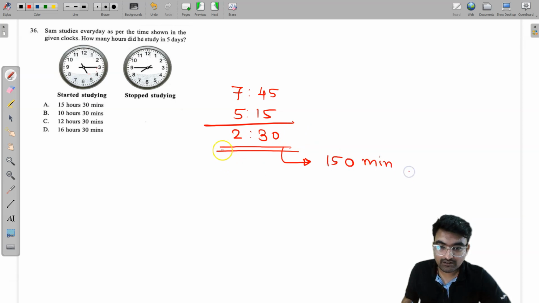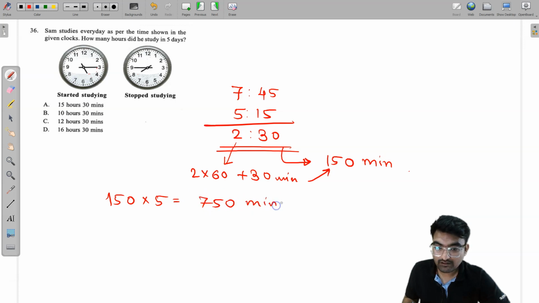Correct? So what I did here, 2 into 60 plus 30 minutes. Correct? So I got 150 minutes. Right? Now I know that he studies the same for 5 days. So to calculate that, 150 minutes into 5 days, and I'll get 750 minutes. Right? Now again I have to convert these minutes into hours and minutes format.